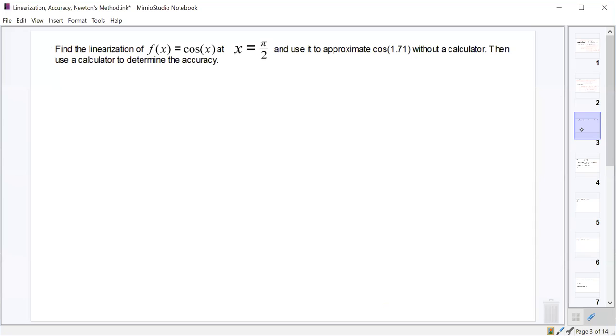All right, let's do another one. So we're doing cosine of x, and we're going to center it at x equals pi over 2 and approximate it with the cosine of 1.71, because pi over 2 is pretty close to 1.71. So f of x is cosine x. What's f prime of x?